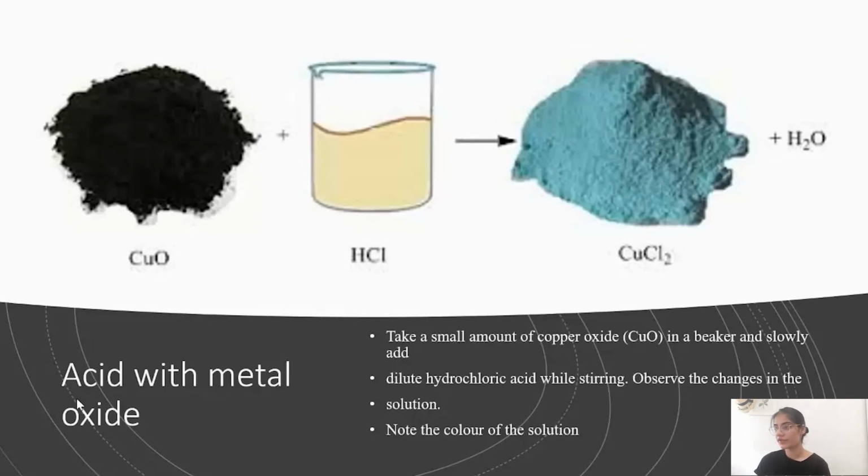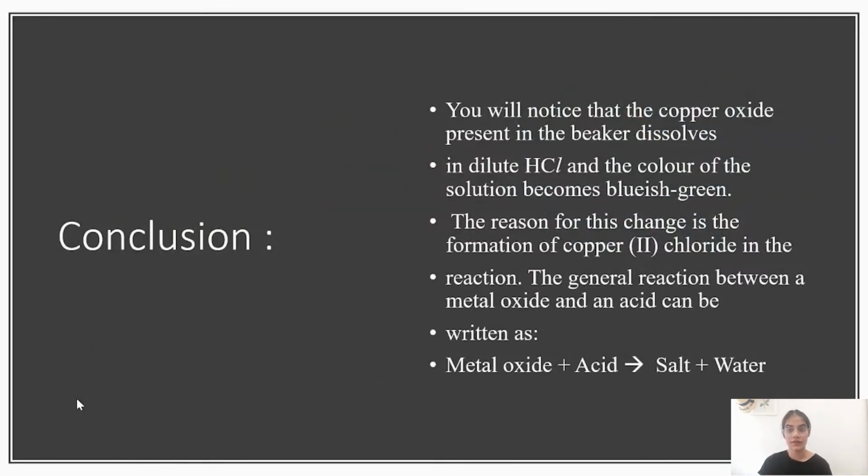The change in color of the solution is what will help you decide how an acid reacts with a metal oxide. So, if you take a small amount of copper oxide in a beaker and add some dilute hydrochloric acid to it, while stirring you will observe some changes in the solution, and the color of the solution will change into a bluish green solution. This indicates the formation of copper chloride. Now, your conclusion is that copper oxide present in the beaker dissolves in dilute hydrochloric acid and the color becomes bluish green. This is the formation of copper chloride.